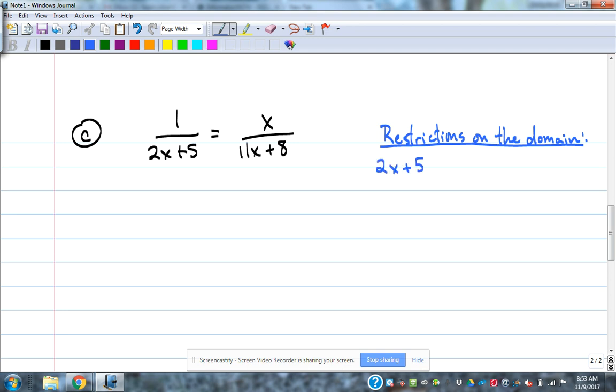Take the denominator that has x in it, set that equal to 0, solve it. Maybe we can solve that in our head. Subtract 5, divided by 2. Negative 5 over 2.